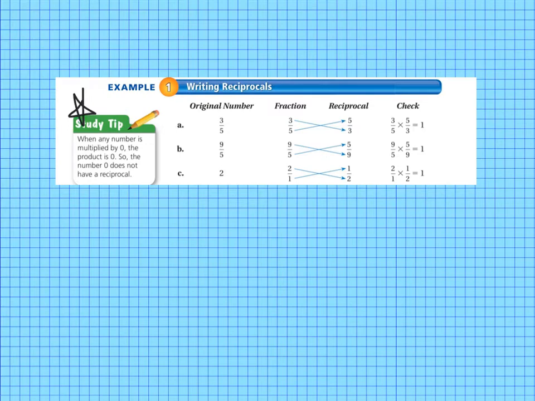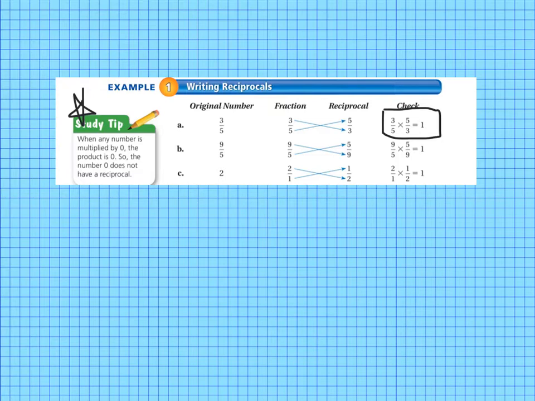So letter A, our original number is 3/5, and its reciprocal is 5/3. We check it by multiplying the reciprocal and the original number. 3/5 times 5/3 equals 1. If you remember from doing your vocabulary, a reciprocal is the number that you multiply a number by to get 1. So that's why the check looks like that.